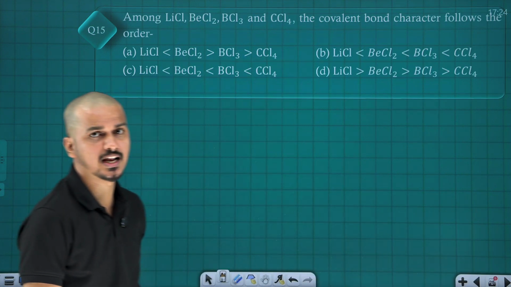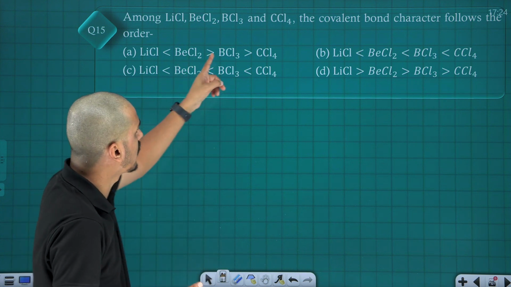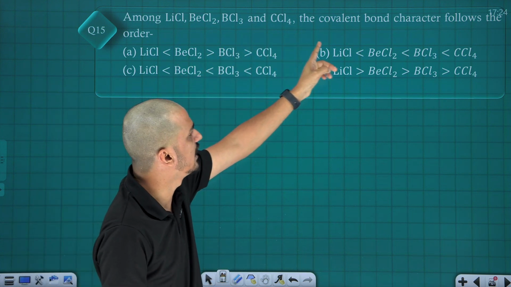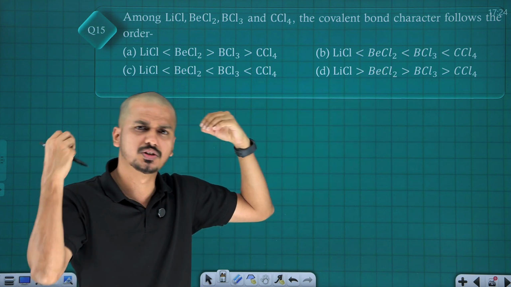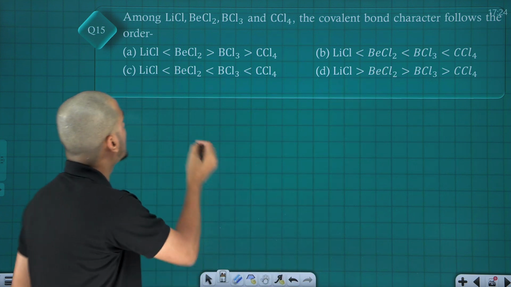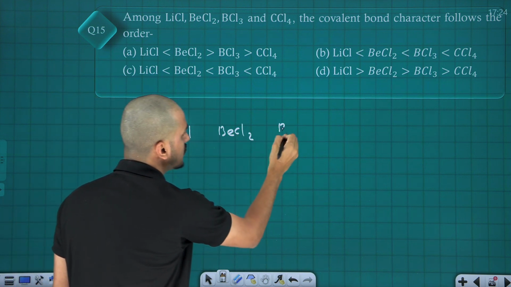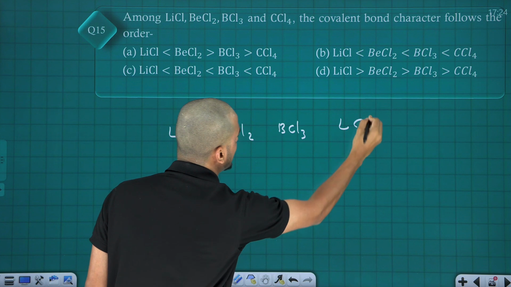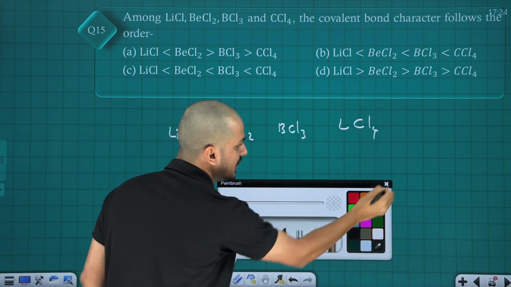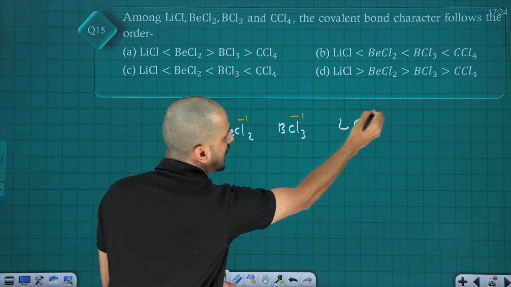Next one. What about the next question here? Among lithium chloride, beryllium chloride, boron trichloride, carbon tetrachloride, which has more covalent bond character? You can do this one in many ways. Either you can use what? Fajan's rule. See, lithium chloride, beryllium chloride, boron trichloride and CCl4. You can use the Fajan's rule. Here anions are same. Cl minus, Cl minus, Cl minus, Cl minus.